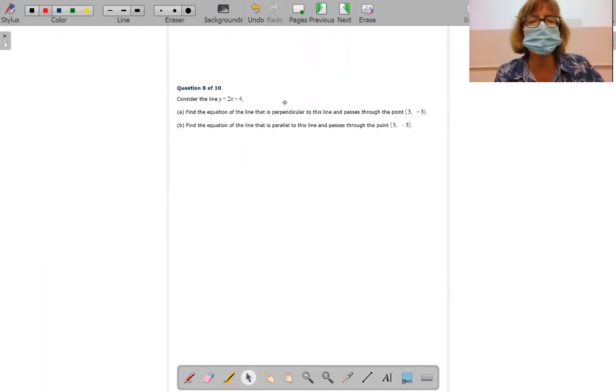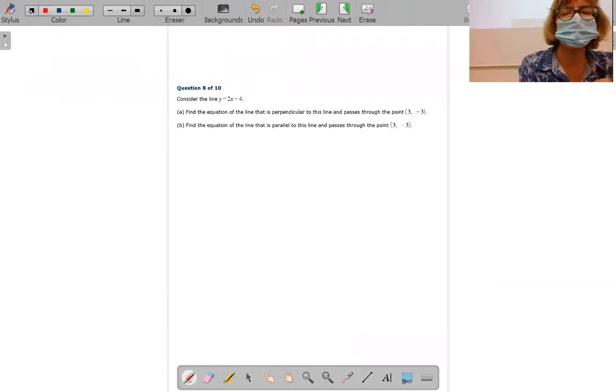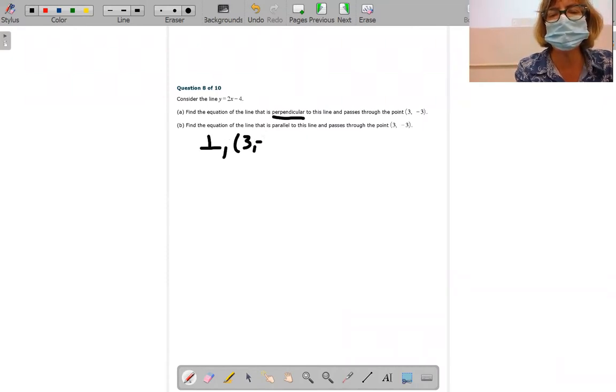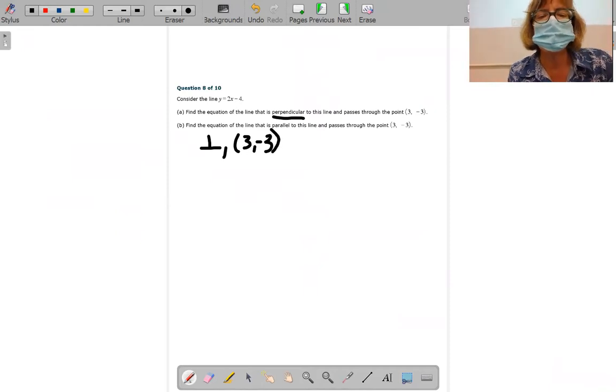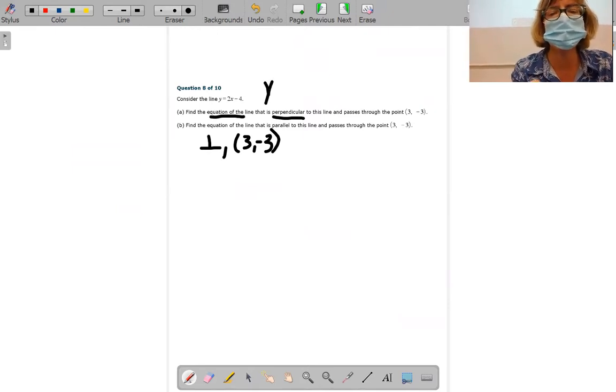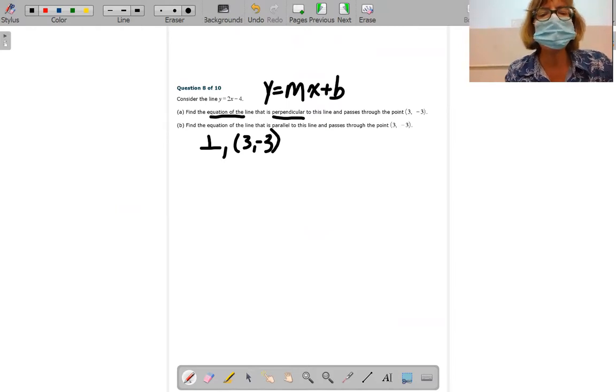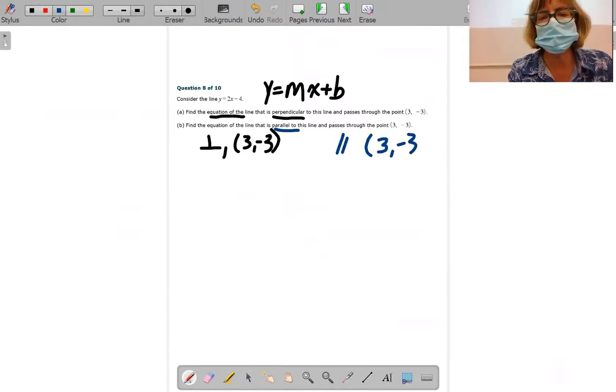All right, consider the line y equals 2x minus 4. We're going to do two things. We are going to do the perpendicular going through this point, 3, -3. Find the equation of a line. When it says equation of a line, that means y equals mx plus b. Keep that in mind. And then we want the parallel going through the same point.